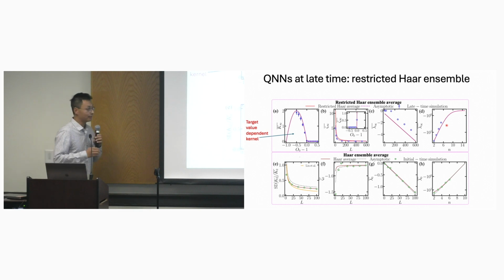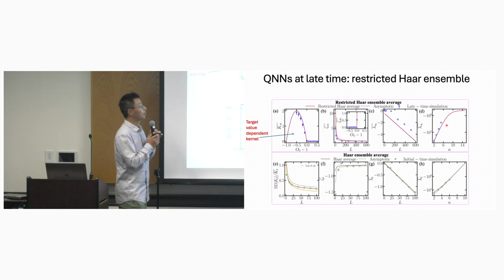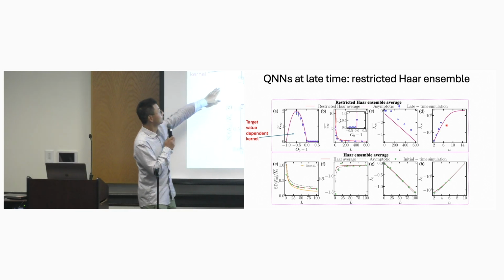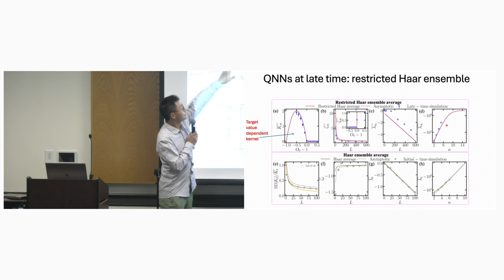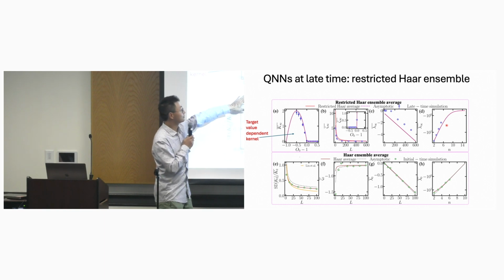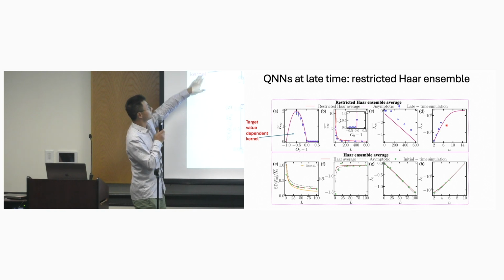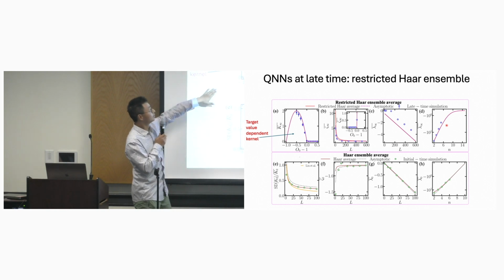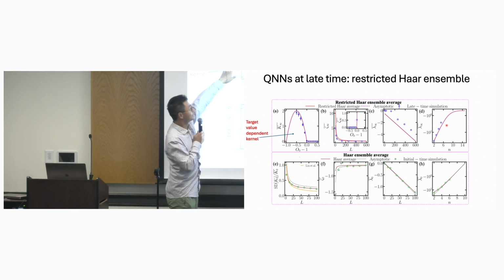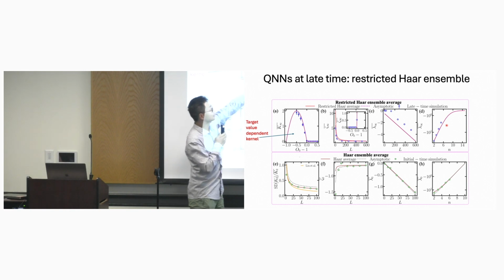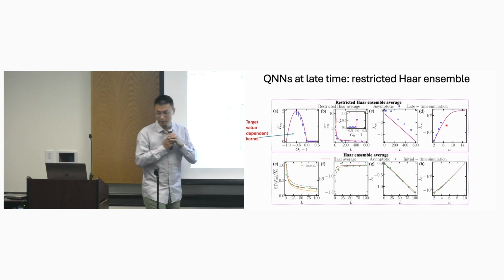And this restricted Haar ensemble is actually important because, for example, this kernel at infinite time, at late time, versus the target value behavior is only captured by the restricted Haar ensemble. So there's a target value dependent late time kernel value that will only be captured by the restricted Haar. In the Haar random, it will be just a uniform case.